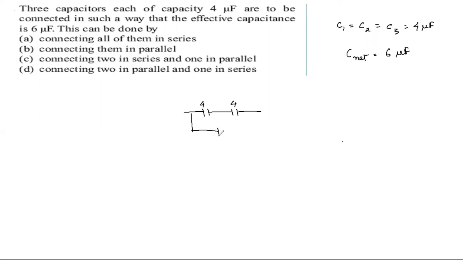And we connect our third capacitor in parallel to this series arrangement. Okay, so their equivalent capacitance is 2, and this is our 4 microfarad capacitor connected in parallel. So our net capacitance will be 2 plus 4, which is nothing but 6 microfarad. Alright, so this is how we arrange 3 capacitors to have an equivalent capacitance of 6 microfarad. It is option number C, connecting 2 in series and 1 in parallel.